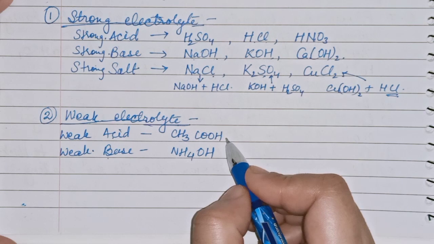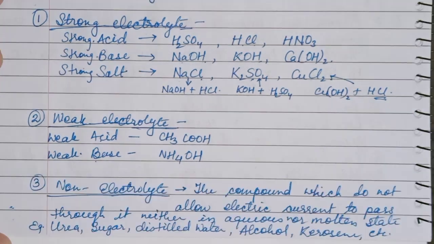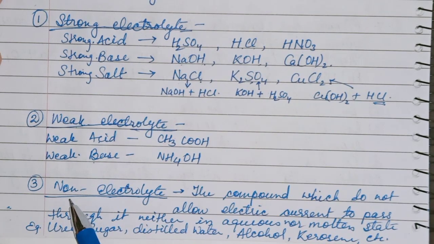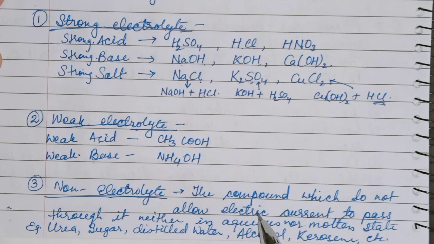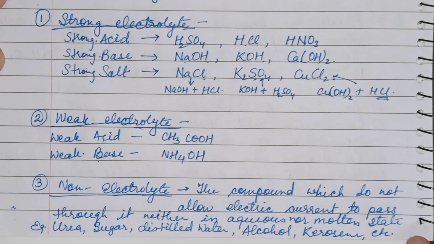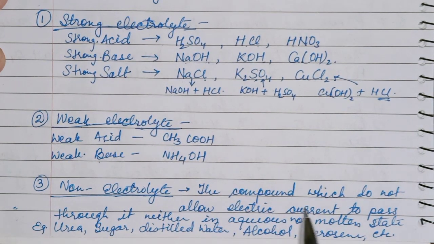Now next, what are non-electrolytes? Non-electrolytes are the compounds which do not allow electric current to pass through them, either in aqueous or in molten state. They will never allow electric current to pass through them. Some examples are urea, sugar, distilled water, alcohol, kerosene. These will never allow electric current to pass through in aqueous or molten state.